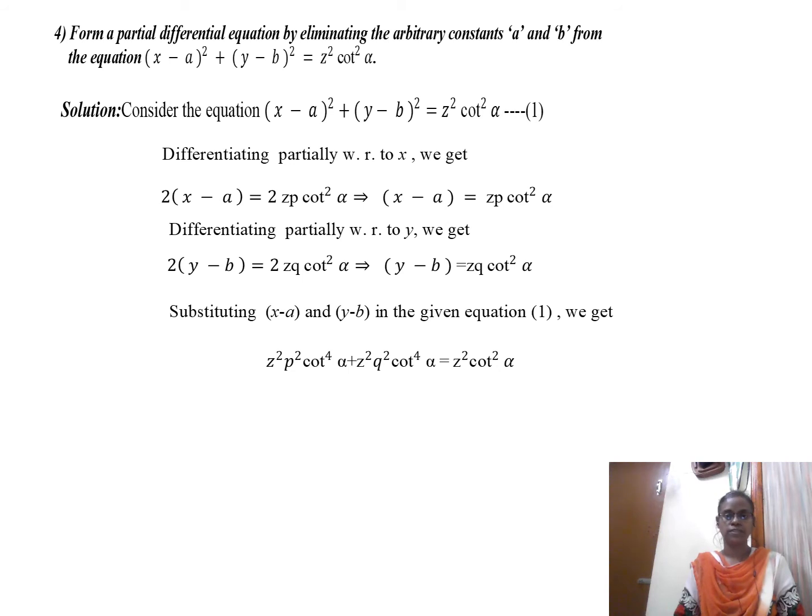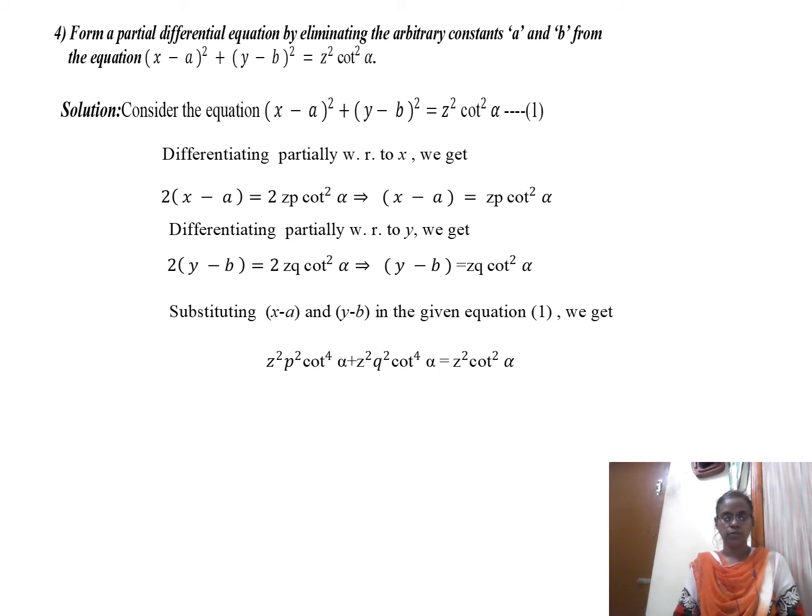In the place of x minus a, if you put z into p cot squared alpha, but there we have x minus a whole squared. So when we square this, we get z squared p squared cot power 4 alpha, plus the next, y minus b squared. When you square this, you get z squared q squared cot power 4 alpha, which is equal to, right side, z squared cot squared alpha.